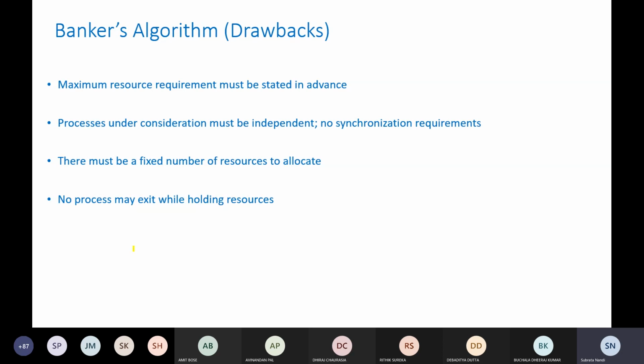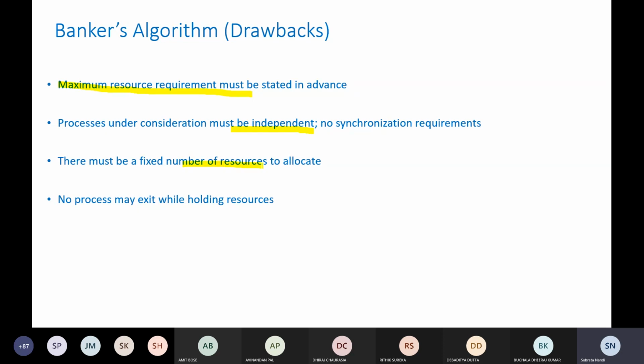So what are the drawbacks of the banker's algorithm? The first thing is the maximum resource requirement must be stated in advance. To have this algorithm implemented, you have to know your claim. The claim matrix needs to be known, and that is hypothetical, as we found. This is not always possible. The processes under consideration must be independent. No synchronization requirements are allowed, and there must be a fixed number of resources to allocate.